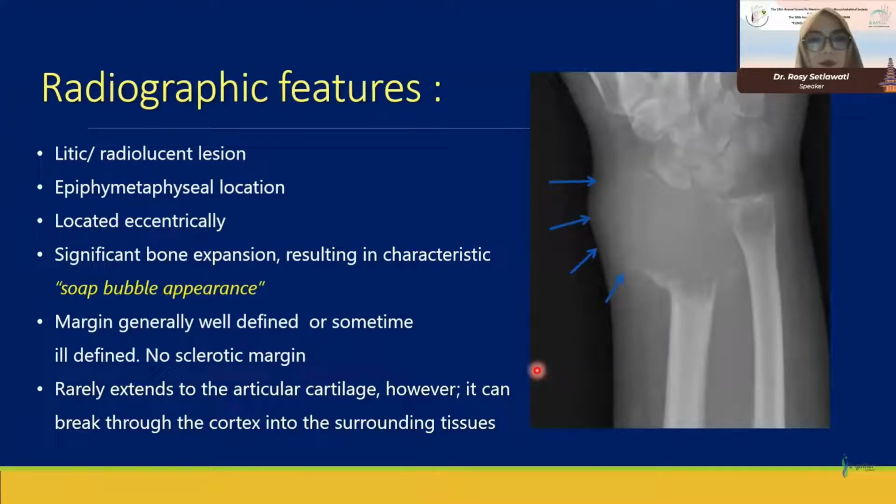The radiographic features of the GCT: it begins in the metaphysis and extends to a subarticular location once the epiphyseal line has closed. The lesion is a lytic radiolucent lesion, epimetaphyseal and located eccentrically, with significant bone expansion resulting in a soap bubble appearance. The margin is generally well-defined and sometimes ill-defined, with no sclerotic margin. It rarely extends to the articular cartilage, however, it can break through the cortex into the surrounding tissue.